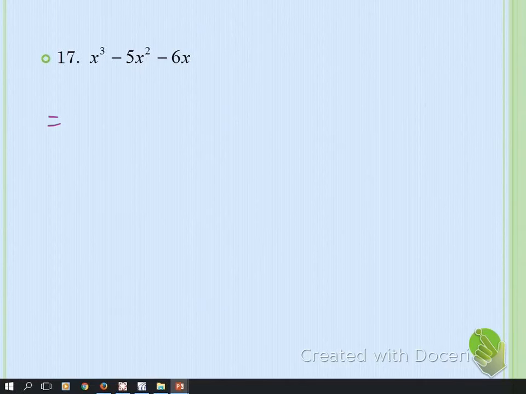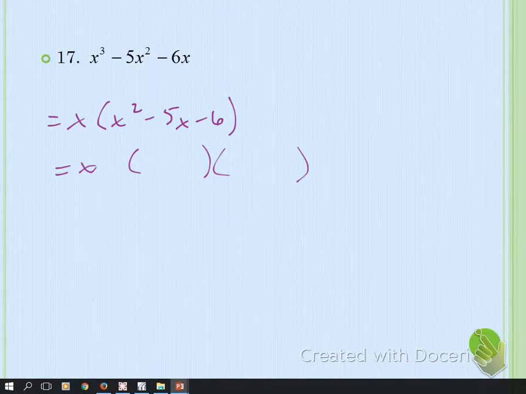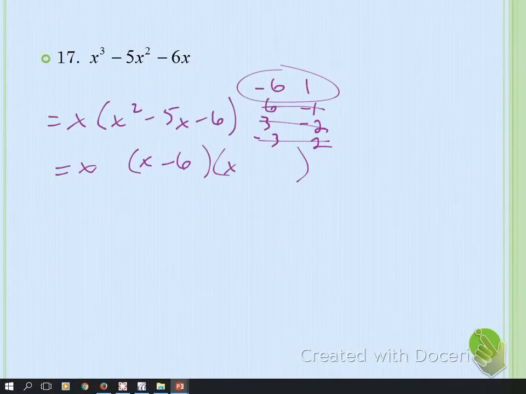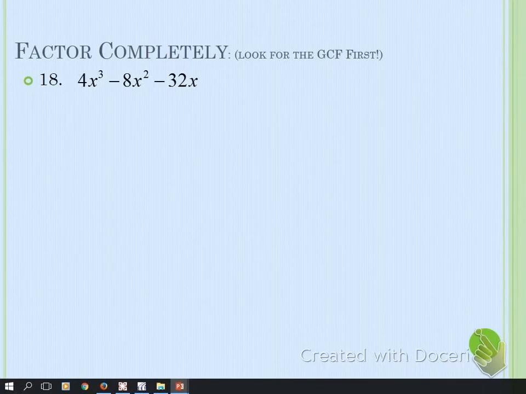GCF is x, so factor out an x. You get x squared minus 5x minus 6. We're going to create our two sets of parentheses. Factor the first term into x and x. Negative 6 goes negative 6 and 1. 6 and negative 1. 3 and negative 2. Negative 3 and 2. Which one adds to negative 5? This one. So negative 6 plus 1. Here's 18.